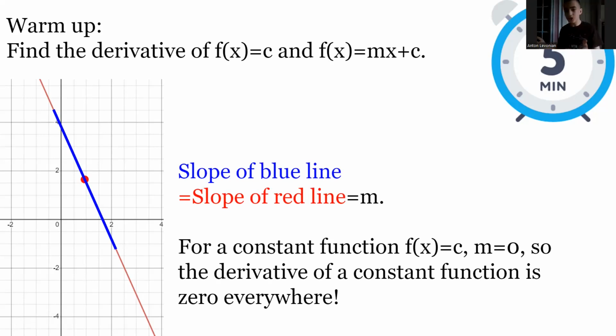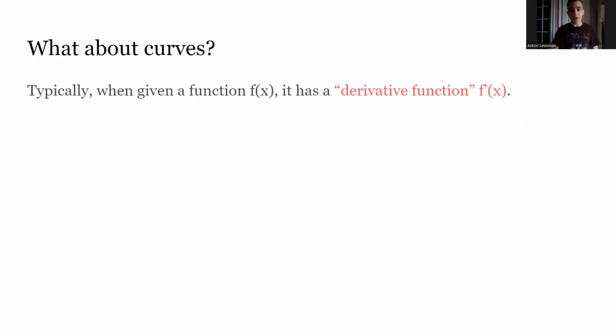For a constant function, the slope is 0. So the derivative of a constant function is 0 everywhere. So I got a lot of correct answers in the chat that for f of x equals c, the derivative of that is 0. So this fact right here, that the derivative of a linear function is just the coefficient of x, that's a really important fact. Okay, so now we talked about lines, we talked about constant functions.